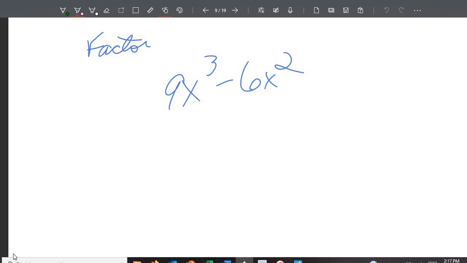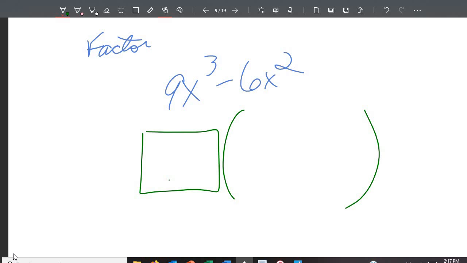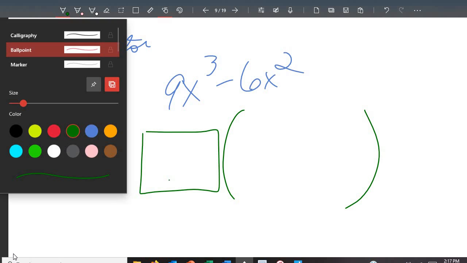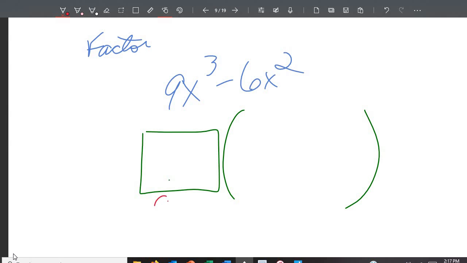Now, let's start with this one. My problem's going to look like this. I'm going to have something in front of a set of parentheses. Down here is going to be the GCF. Inside is what I get when I divide by the GCF.